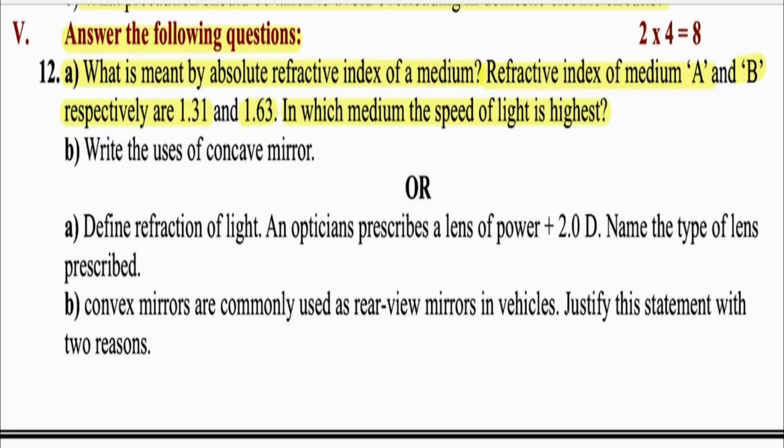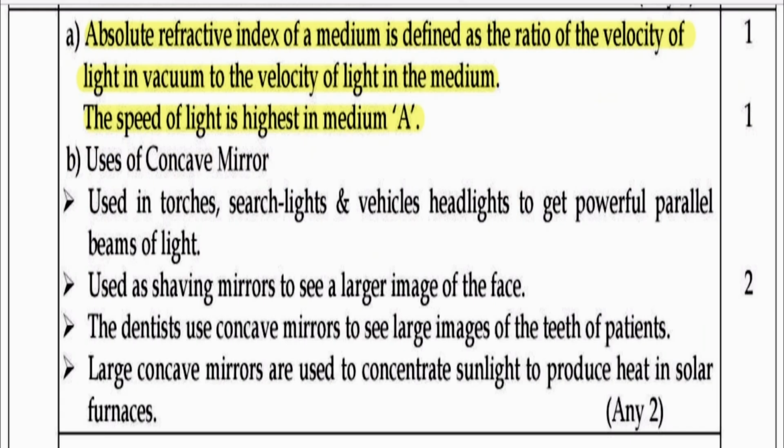Next, B. Write the uses of a concave mirror. Uses of concave mirror are: it is used in torches, searchlights, and vehicles' headlights to get powerful parallel beams of light, and as shaving mirrors to see a large image of the face. Dentists use concave mirrors to see large images of the teeth of patients. Large concave mirrors are used to concentrate sunlight to produce heat in solar furnaces.